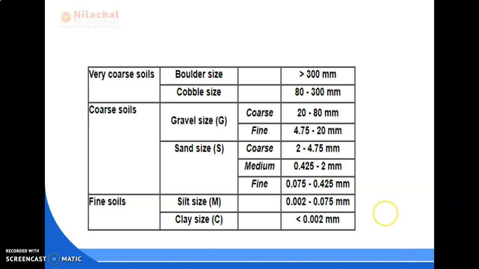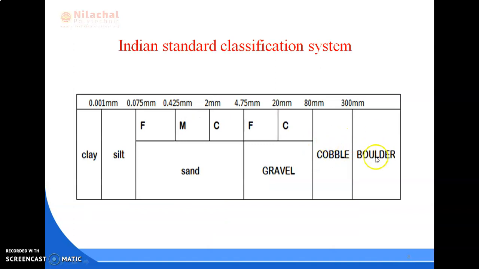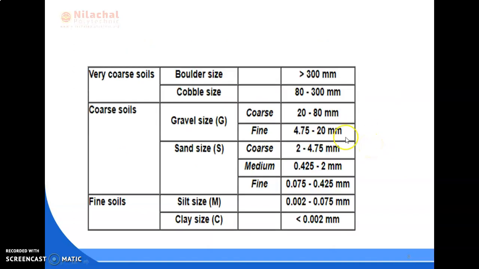Again this is also the same. Here very coarse soils: boulder, cobble. Already we have discussed that boulder is greater than 300 mm. Similarly it is shown here, greater than 300 mm size. It is round to angular in shape, bulky, hard rock particle, average diameter more than 300 mm.